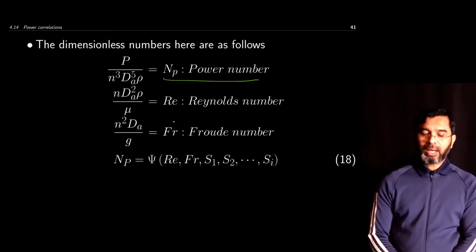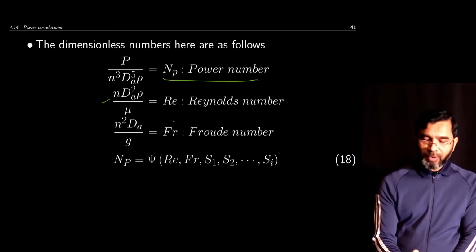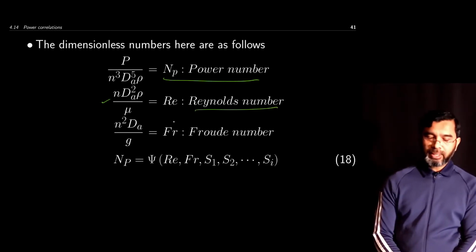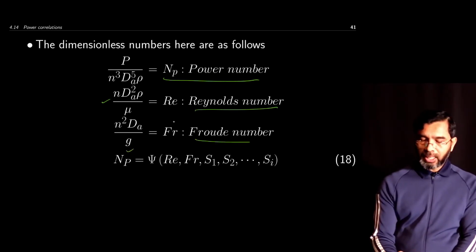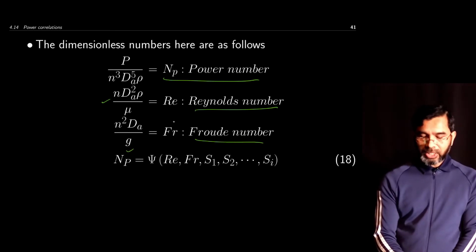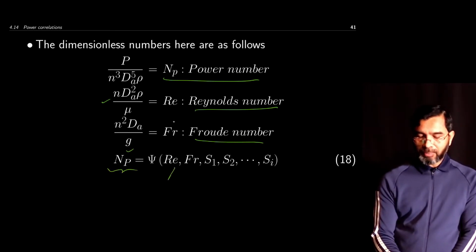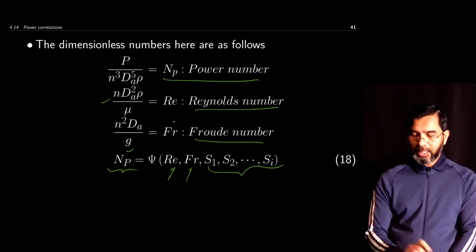is called the power number. And N dA square rho over mu, that's the Reynolds number. And N square dA over g, that's called the Froude number. So we have the relation: power number is a function of Reynolds number, Froude number, and the shape factors.